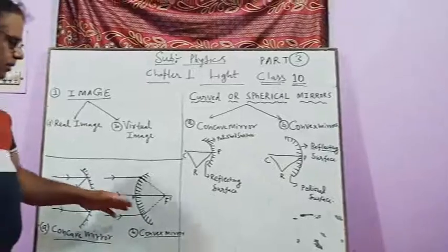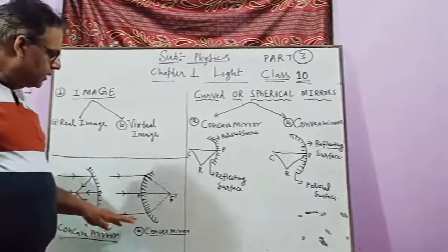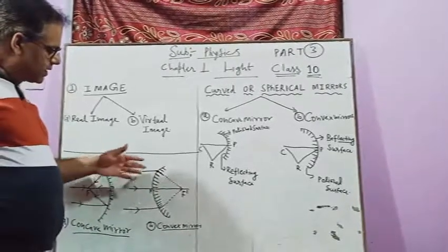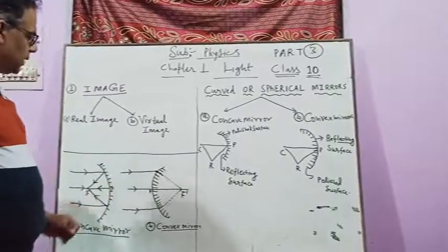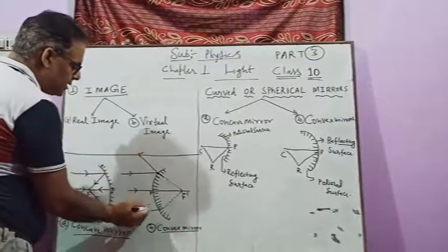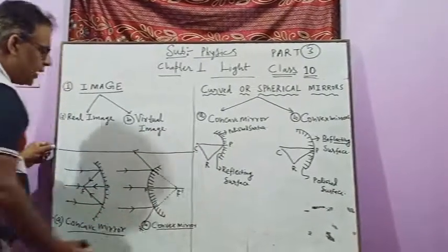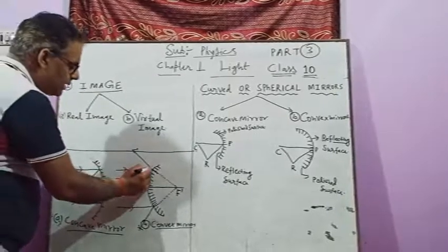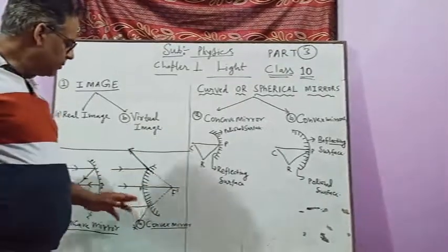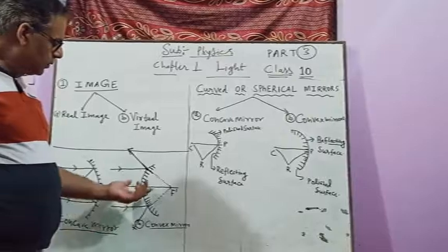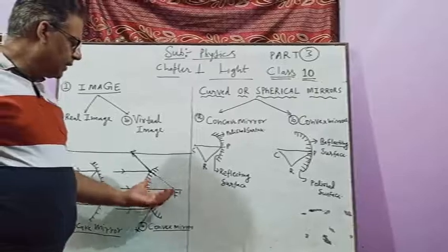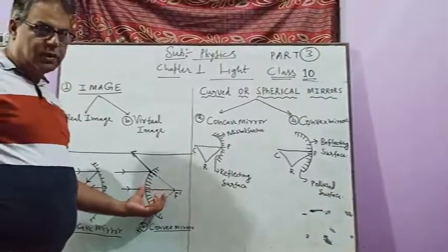Whereas in the second case, you will observe the convex mirror. When all the parallel rays of light strike the surface, they diverge in the medium from which they are coming. So they diverge here, but we can find a virtual focus, which is formed beyond the optical center. If you measure the focal length here, it will be the distance between P and F dash. This distance is known as the focal length in this case.